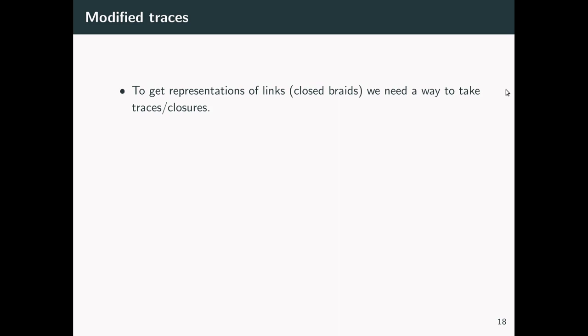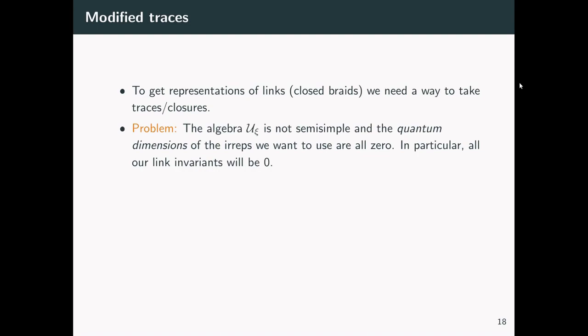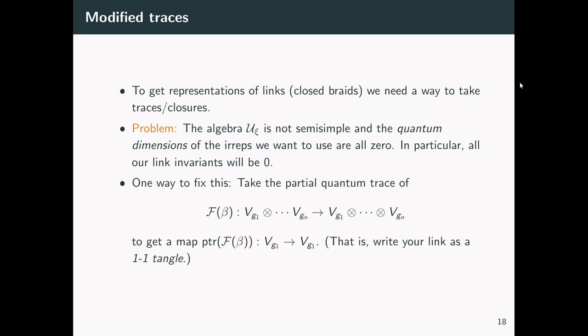And so if you use that sort of non-standard coordinate system, then everything works out. All right, there is one more problem now that we've dealt with this issue with the gradings. Remember that in order to actually get an invariant of links, you need to take their closures, right? You need to take these sort of traces or quantum traces. And there's this problem where, as I mentioned before, UC is not semi-simple, which means that the quantum dimensions of lots of irreps, in particular ones we want to use, are 0. So if you take the trace of a map from one of these nice modules to itself, you'll always get 0. In particular, if you just naively go through this construction, your link invariant will be 0 for all links, which is not a very useful link invariant.